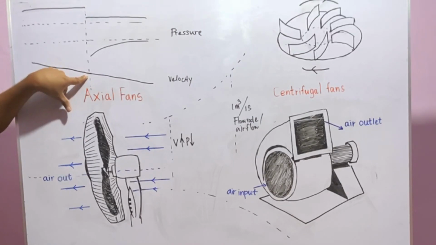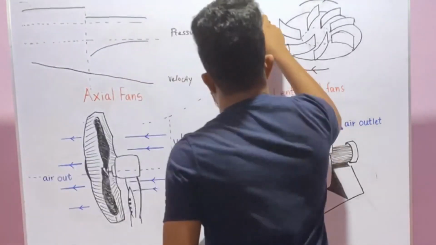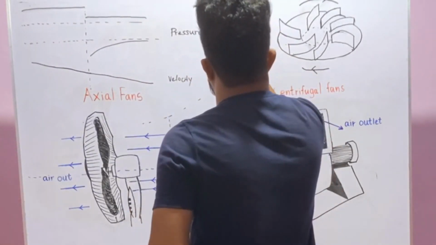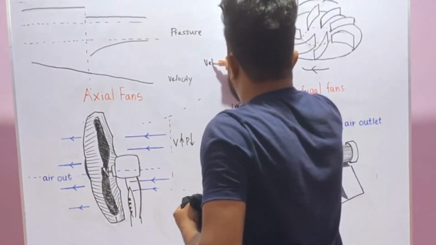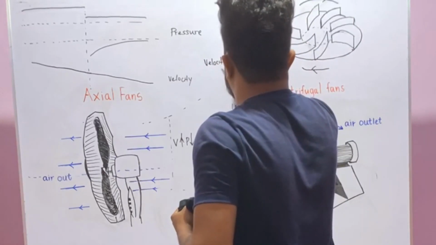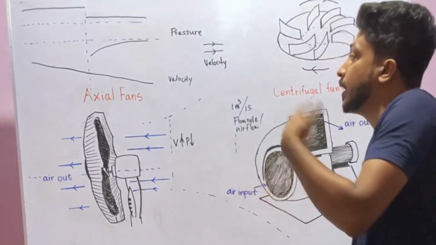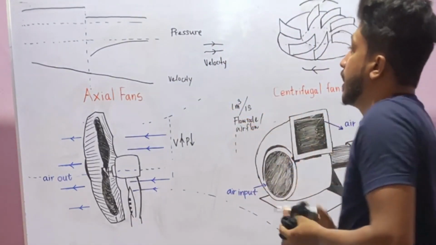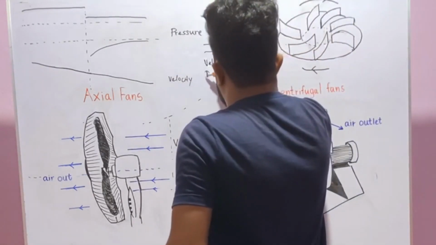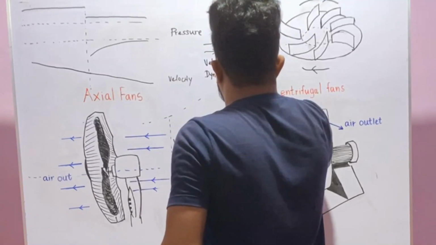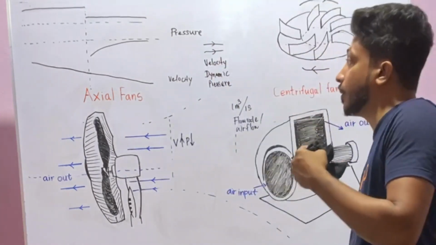You know, our total energy has two components. One is energy due to velocity. If something moves, it has some velocity, and due to that velocity we have kinetic energy. That is due to its velocity. We call that dynamic pressure, the dynamic pressure of the air.